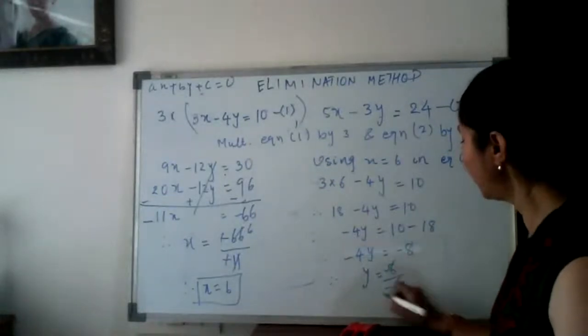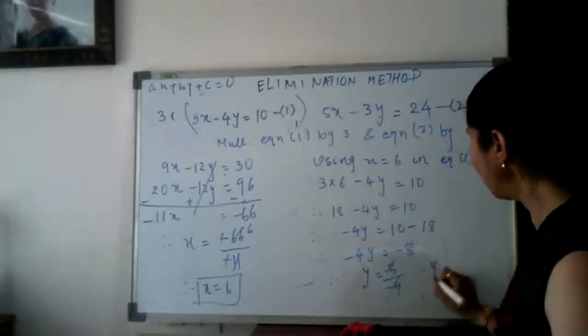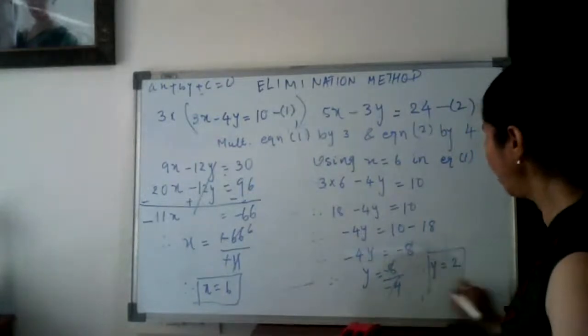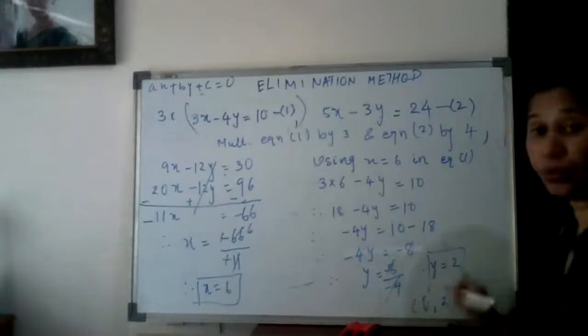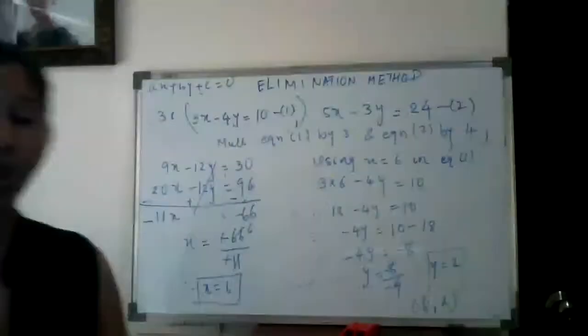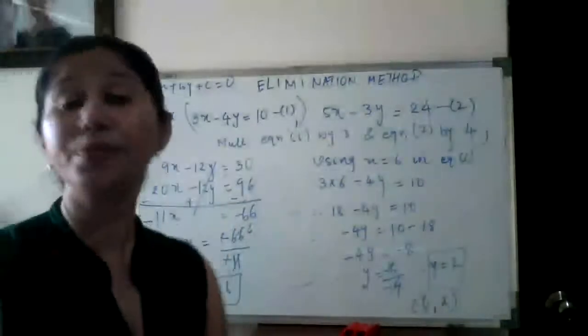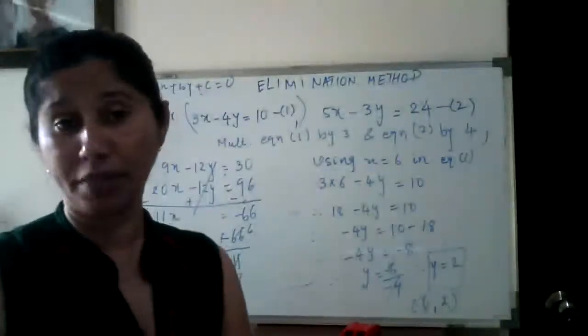And what do you get on cancellation? You get y is equal to 2. So you get the answer as 6, 2. I'm very clear with this. Children, please remember your presentation equally matters here because you are not expected to solve by direct method.